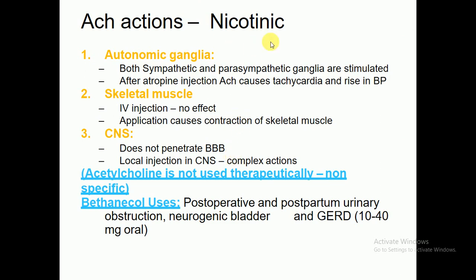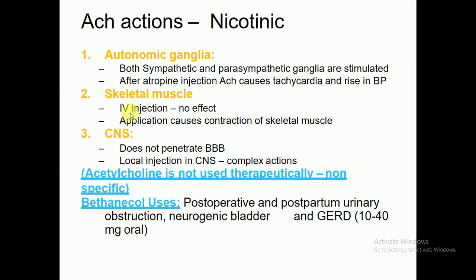Now, what are the effects of nicotinic receptors, especially on the skeletal muscle? If acetylcholine is given by injection or IV injection, there will be no effect, but local application may cause contraction of the skeletal muscles. Now the effects seen after administration of acetylcholine.